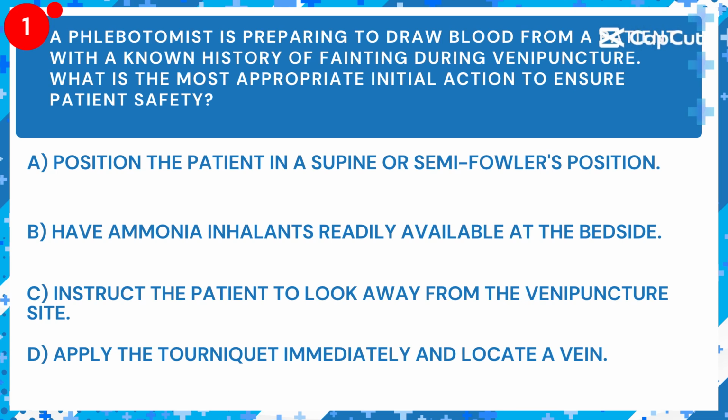Question 1. A phlebotomist is preparing to draw blood from a patient with a known history of fainting during venipuncture. What is the most appropriate initial action to ensure patient safety? A. Position the patient in a supine or semi-Fowler's position. B. Have ammonia inhalants readily available at the bedside. C. Instruct the patient to look away from the venipuncture site. D. Apply the tourniquet immediately and locate a vein.